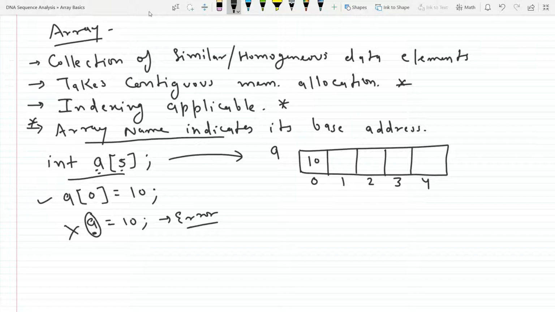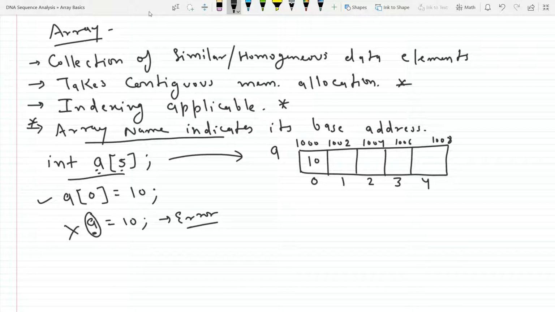For example, this is an integer array. Let us assume the base address of this array is 1000. Then the next cell address is 1002. I am assuming here that each integer variable takes 2 bytes. That's why 1000 and 1001 will be occupied by the 0th index cell, then 1002, and the next addresses are 1004, 1006, and 1008. So this is the addressing.